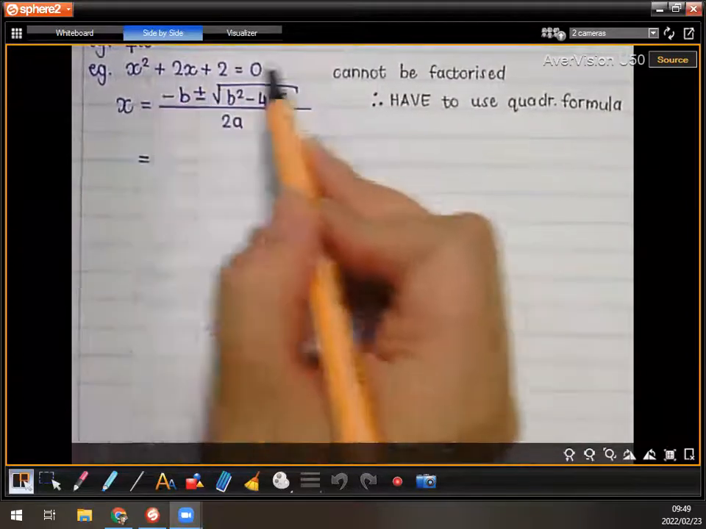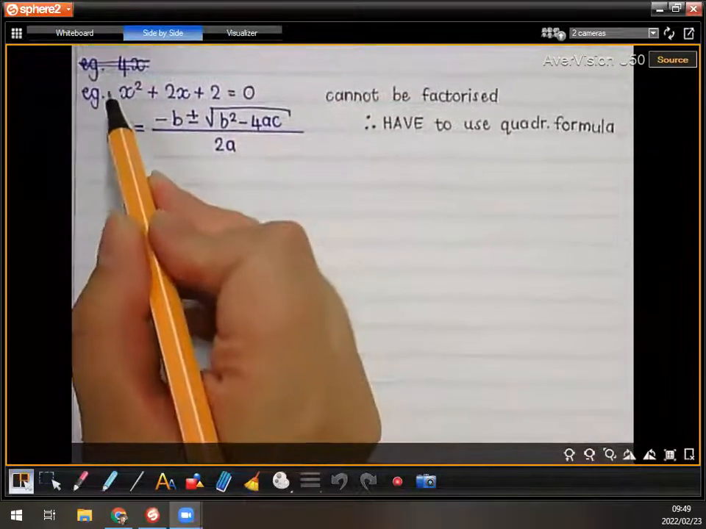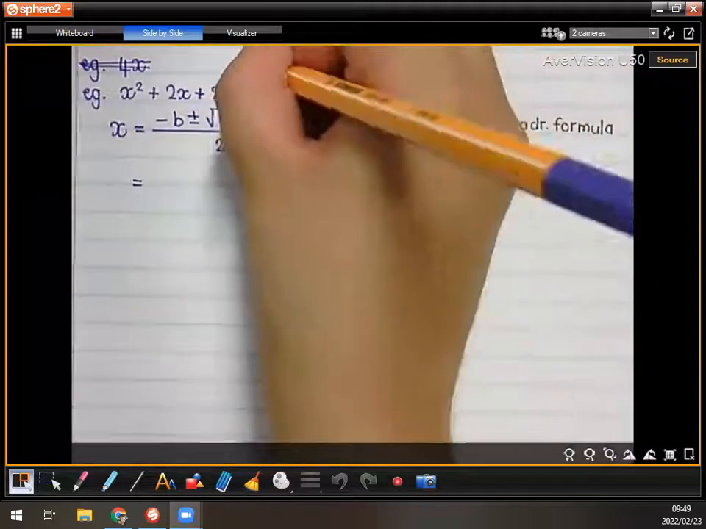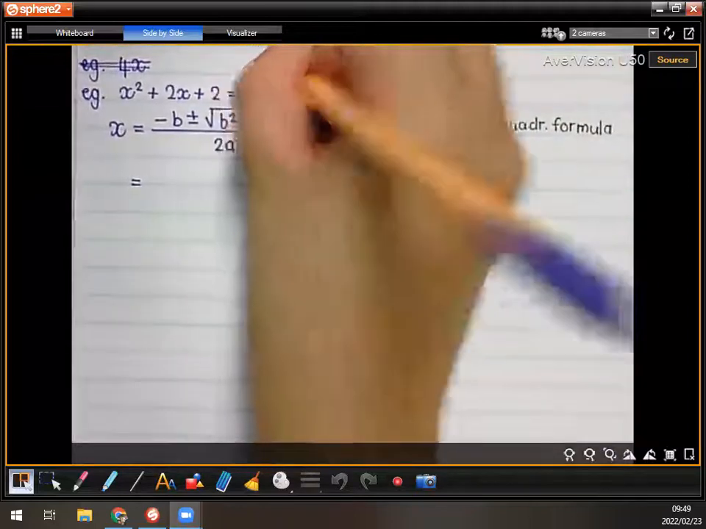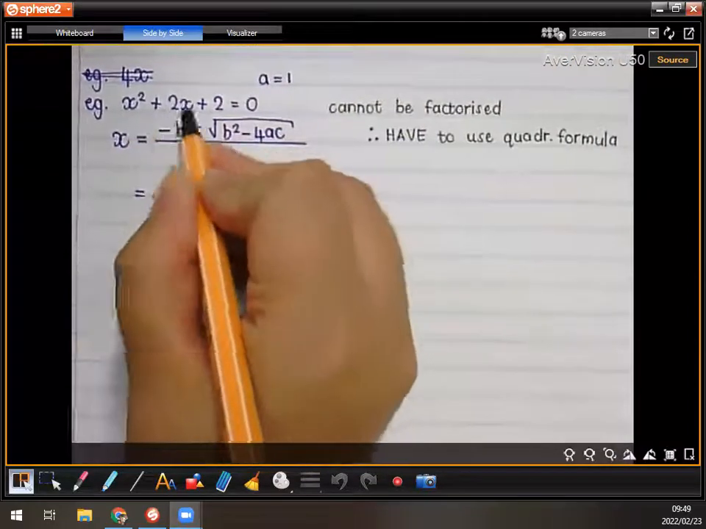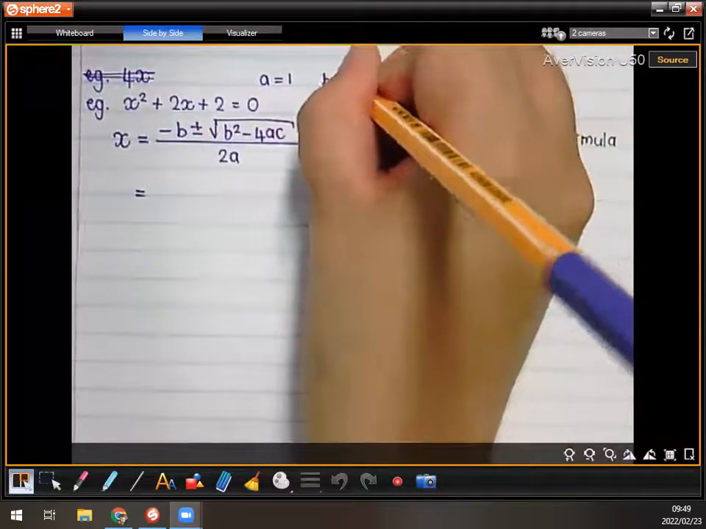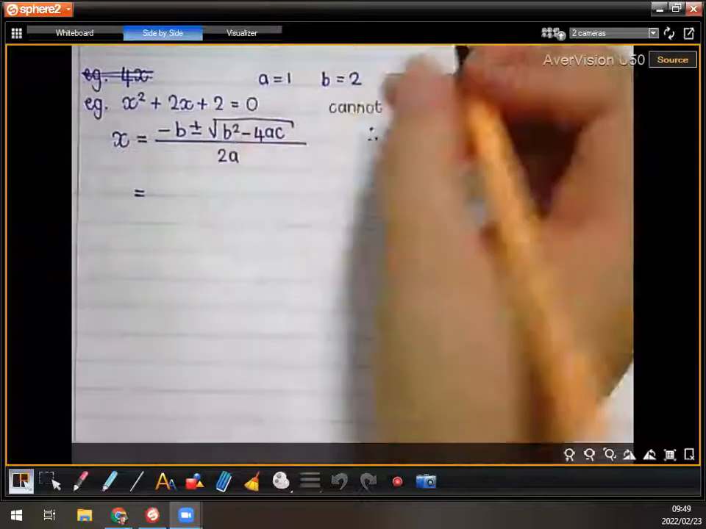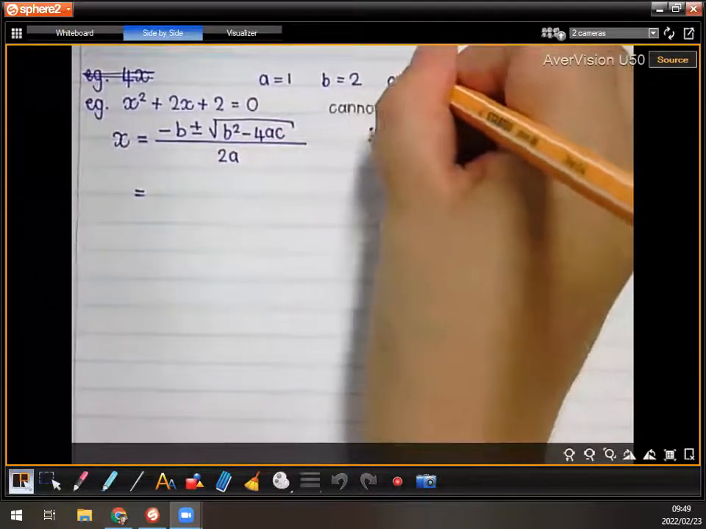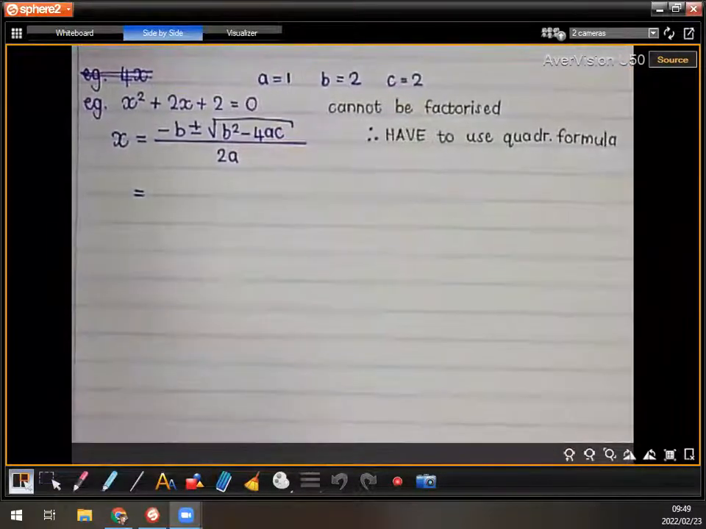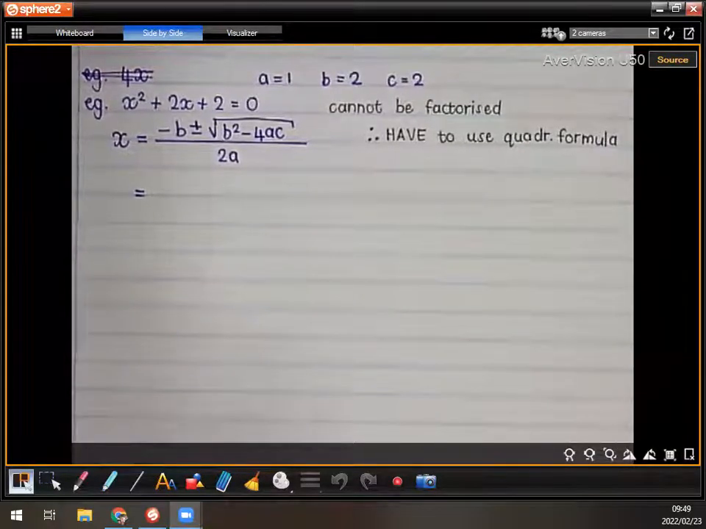So guys, if we're looking at this equation, what is my a value? 1. Remember, a is the coefficient of x squared. My b value is 2. B is the coefficient of x. And my c value is also 2. C is the constant term. Again, you don't have to write that out, but maybe it makes it a bit easier. Those 3 values are just written in.